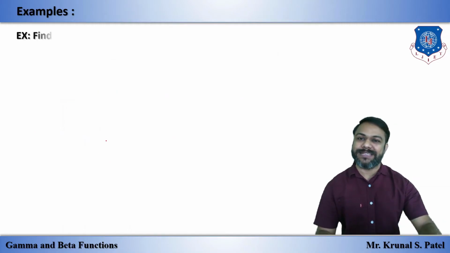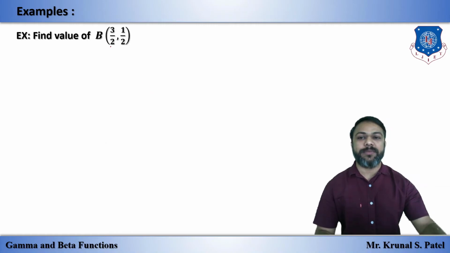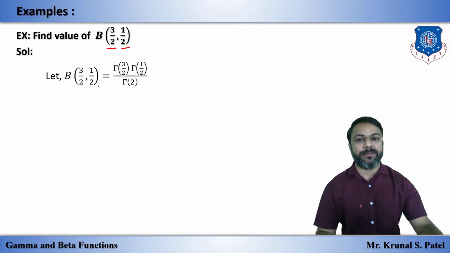Now we have some examples. First example: find the value of beta(3 by 2, 1 by 2). This is our m, this is n. As we have seen the relation between beta and gamma, beta(3 by 2, 1 by 2) is equal to gamma m, gamma n upon gamma(m plus n).